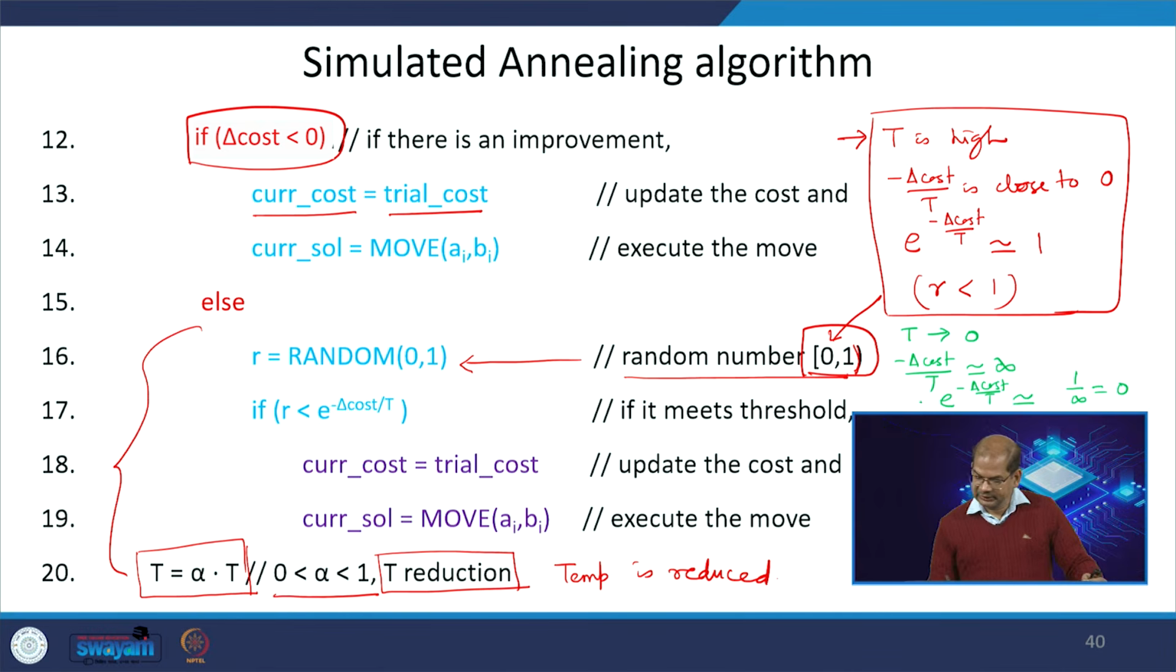So now this says that r is less than 0. Here, whenever your temperature is coming closer to 0, you are not getting any points between 0 and 1, because r cannot be negative. In that case, there is a lower chance of acceptance when your temperature is getting to 0. This is the main principle of simulated annealing.